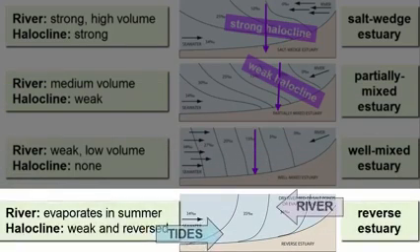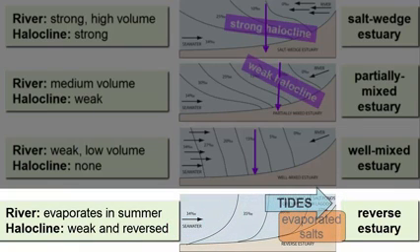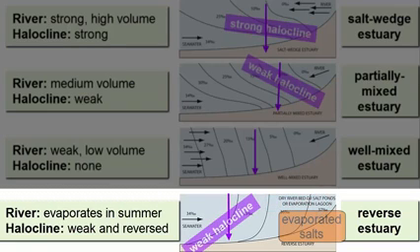What happens when the tides move into a river that dries up in the summer and leaves behind evaporate minerals? The waters pick up and dissolve the salts and get saltier as they move inland. These are called reverse estuaries.